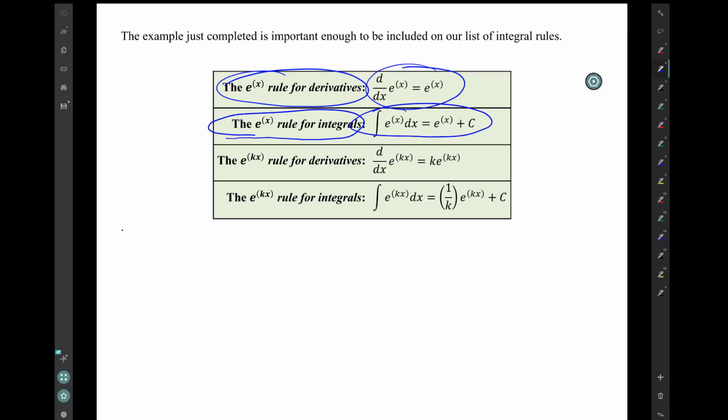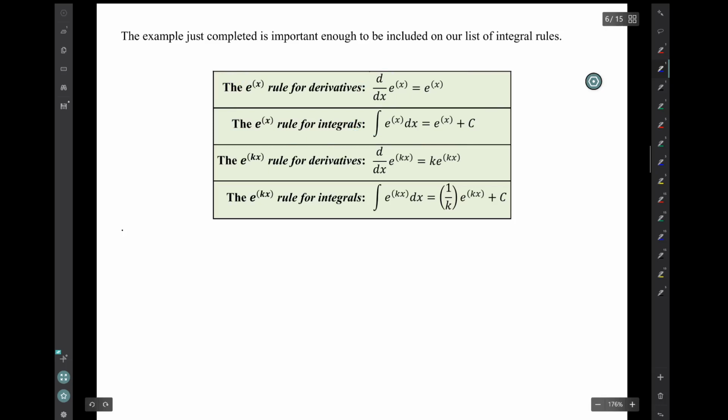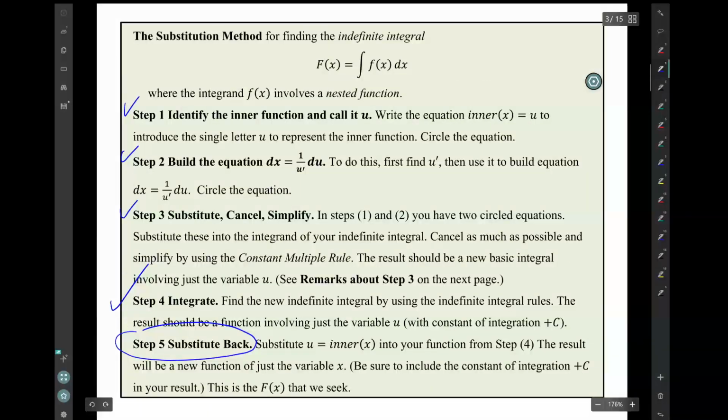But remember that there was this more complicated rule for derivatives of exponential functions when the exponent had a constant next to the x. The derivative of e to the kx is k e to the kx. Now what we've just determined is that the indefinite integral of e to the kx is 1 over k times e to the kx. And then of course there's the plus c. So these two rules, one for derivatives and one for indefinite integrals, go together, and they're both very important. So we've done all 5 steps.